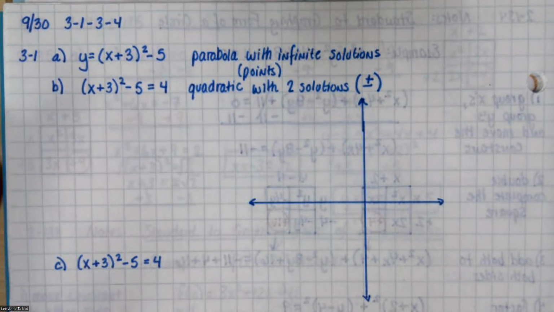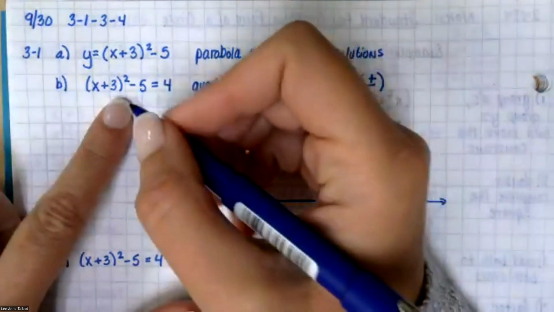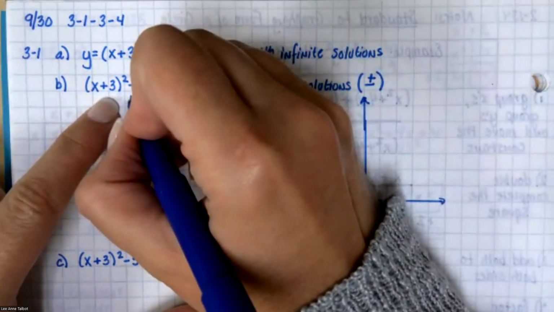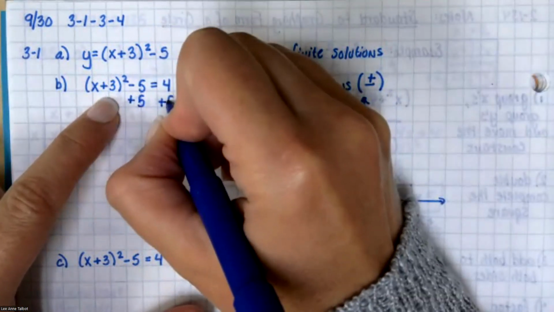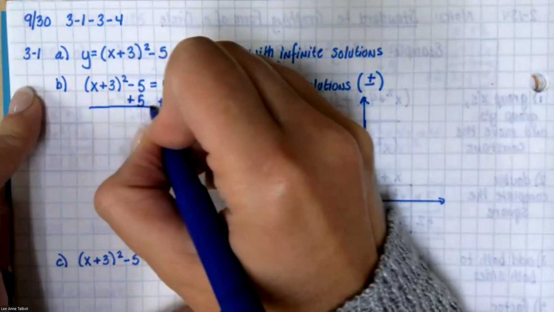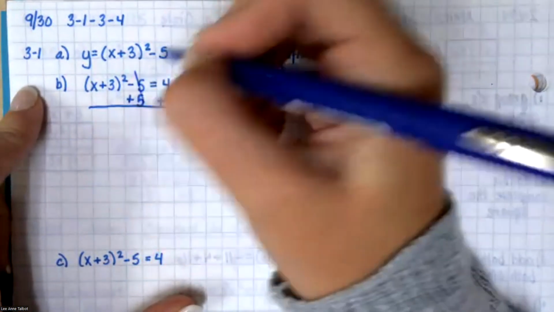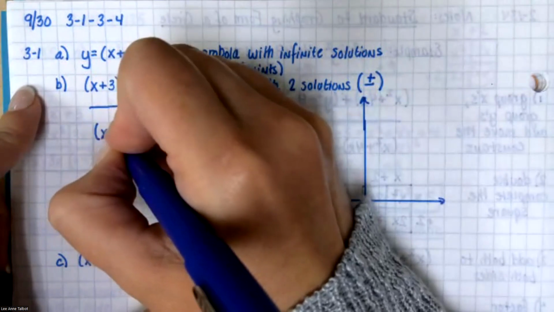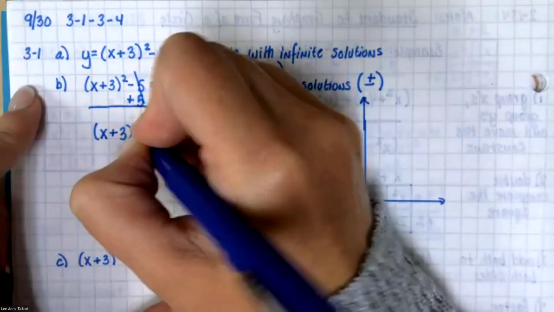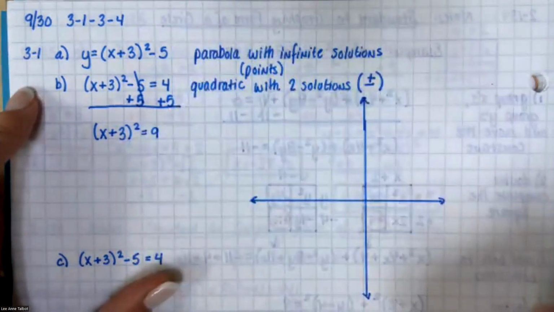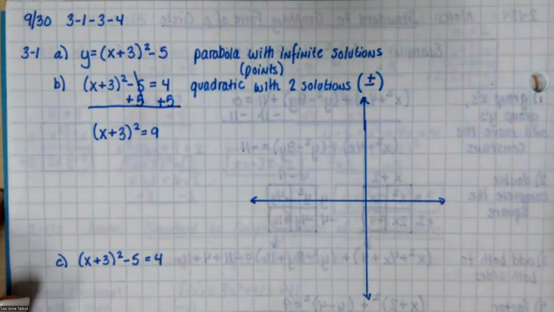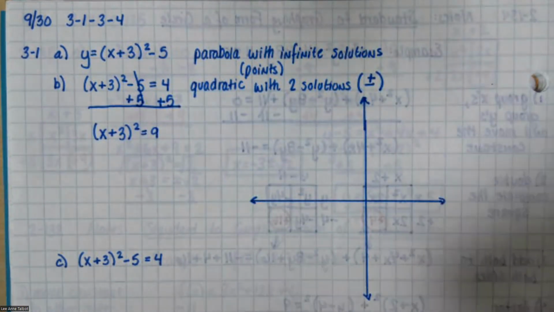So we're going to solve by square roots in B. And the first thing you want to do is get the squared alone. So plus 5, square root.